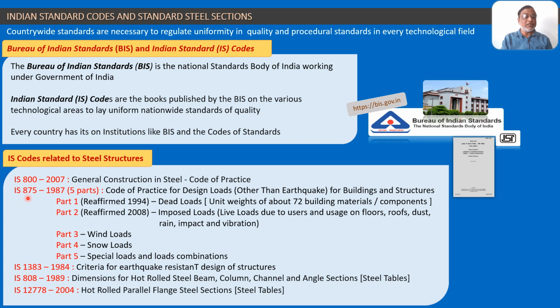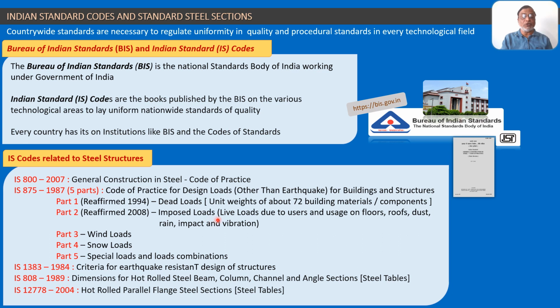IS 875 1987 part 1, reaffirmed in 1994, is on dead loads. If you look at this IS code, it contains the unit weights of about 72 building materials and components. Second is part 2 of this IS 875. It is on imposed loads.